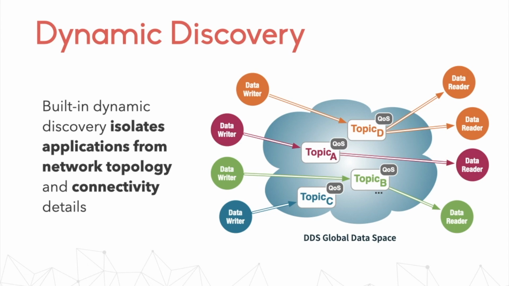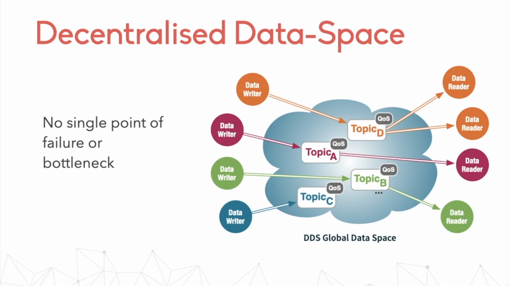Another very important feature provided by DDS is that of dynamic discovery. Those of you that have used DDS realize that you don't need to provide any specific endpoint of the applications that need to communicate with each other. They get to discover each other mutually and transparently. More importantly, dynamic discovery isolates your application from the network topology and the connectivity details. And that's quite important for making it independent of the specifics of your deployment.